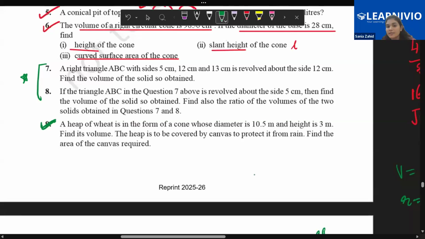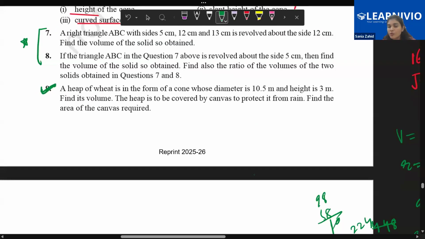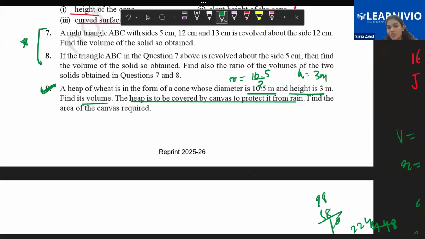These are important. See, there is a heap of wheat in the form of a cone whose diameter is 10.5 meter. So the radius becomes 10.5 by 2 meter and the height is 3 meter. You have to find the volume. So children, try doing this question. And then you are covering the heap to protect it from the rain. So find the area of the canvas. So here you will be finding CSA. So first find the volume, then find the CSA. For CSA, you will calculate L also. Okay, children, do this question.